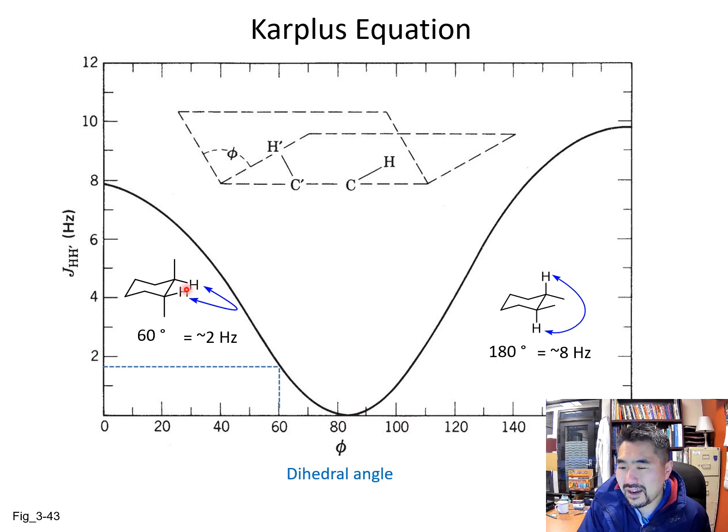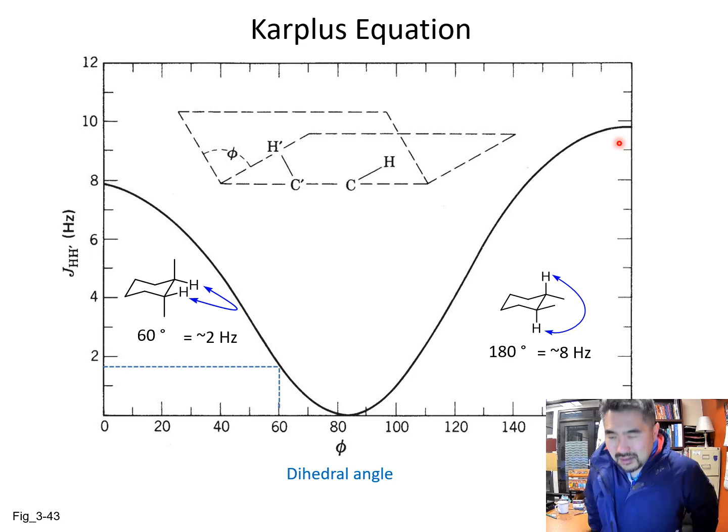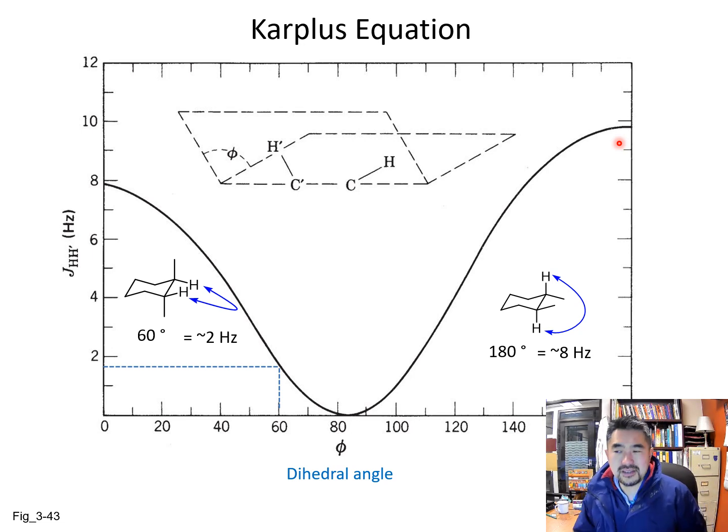If you had two protons that are gauche, 60 degrees dihedral angle, the Karplus equation graph tells you that you should expect a really small coupling constant. Whereas if they're anti to each other, 180 degrees apart, you could expect a pretty large coupling constant. You can also go the opposite way: a large coupling constant is probably an anti situation, and a small coupling constant might mean not separated by a dihedral angle at all. So the Karplus equation concept is really important.